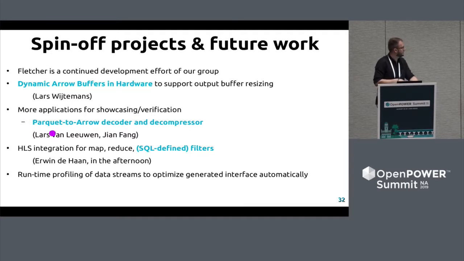We have another Lars who worked on a Parquet Arrow decoder and decompressor. So we're going to get some data maybe from a file that flows through the FPGA. It doesn't even hit memory. And then you're actually decompressing that file and decoding that file into an Arrow in-memory data structure on the fly. And you might even want to combine it with filtering. But I think Aaron will say some more things about that later.